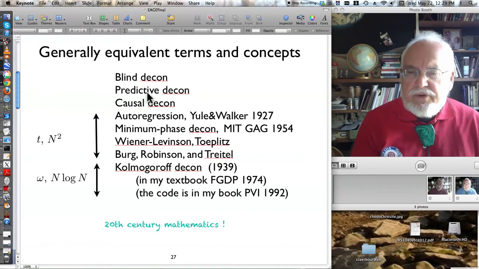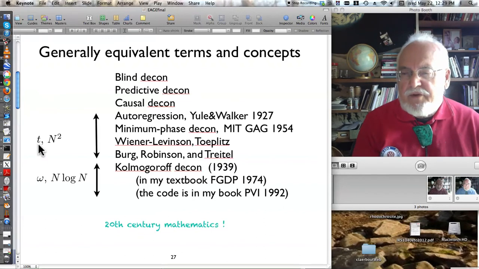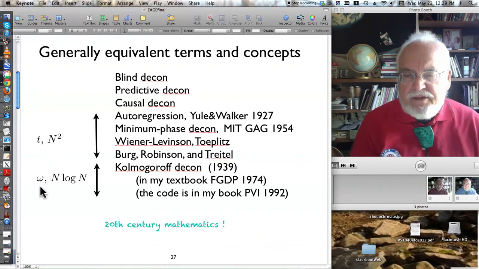Industry has a bunch of terms and a lot of history, and here it is. They typically do things in the time domain with a cost of computation which goes as n squared, where that's the size of the filter. I will be doing things in the frequency domain. It's theoretically equivalent. N log n computation is faster, but I don't care about that.